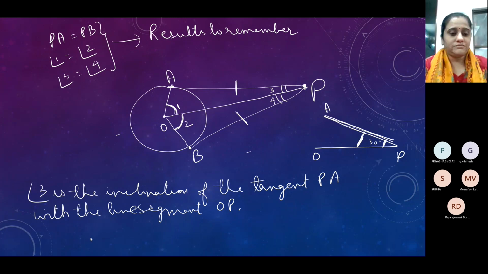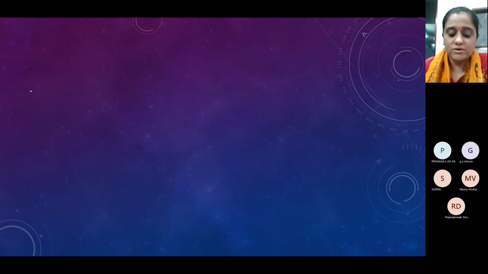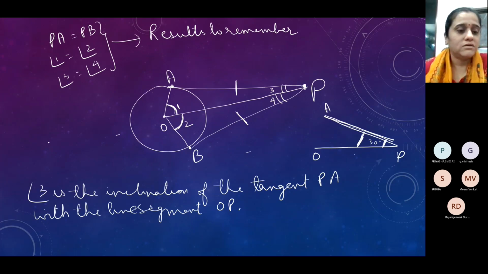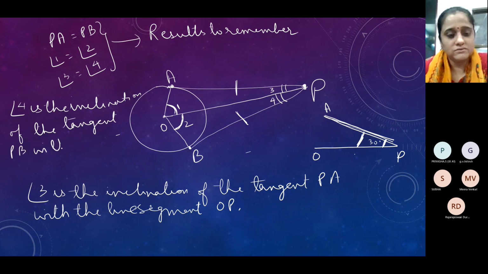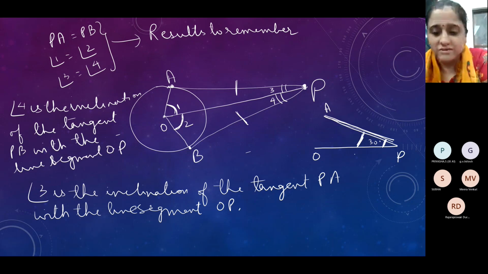Yeah, children. Now tell me, what do you say about angle 4? Angle 4 is the inclination of the tangent PB with the line segment OP. So OP is the baseline, correct? OP is the baseline for both the angles.